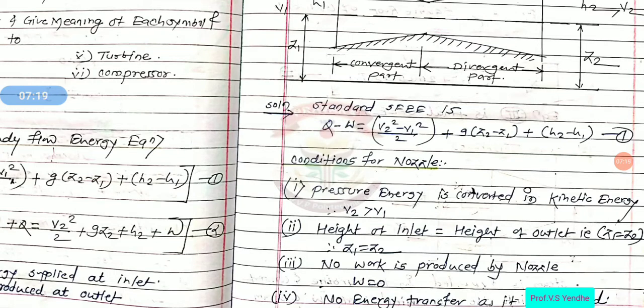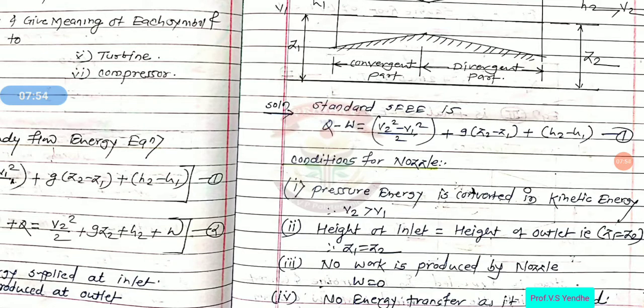Then after putting those conditions, we will get a final refined equation, and that refined equation is the applied steady flow energy equation for that particular device. So we have written here the steady flow energy equation, and now we are going to set the conditions for the nozzle, this first device. The first condition is that the pressure energy is converted into kinetic energy.